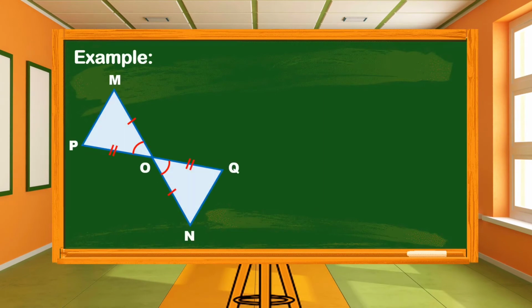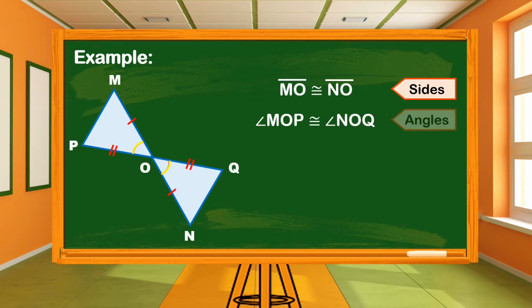Now, let us have an example for SAS congruence postulate. Let us have triangle MOP and triangle NOQ. If you look on the figure, you can see that the two sides are marked identically. So we have line segment MO is congruent to line segment NO. Next, we have angle MOP and angle NOQ. The two angles are also marked identically in the figure. Remember that vertical angles are congruent. Thus, angle MOP is congruent to angle NOQ.